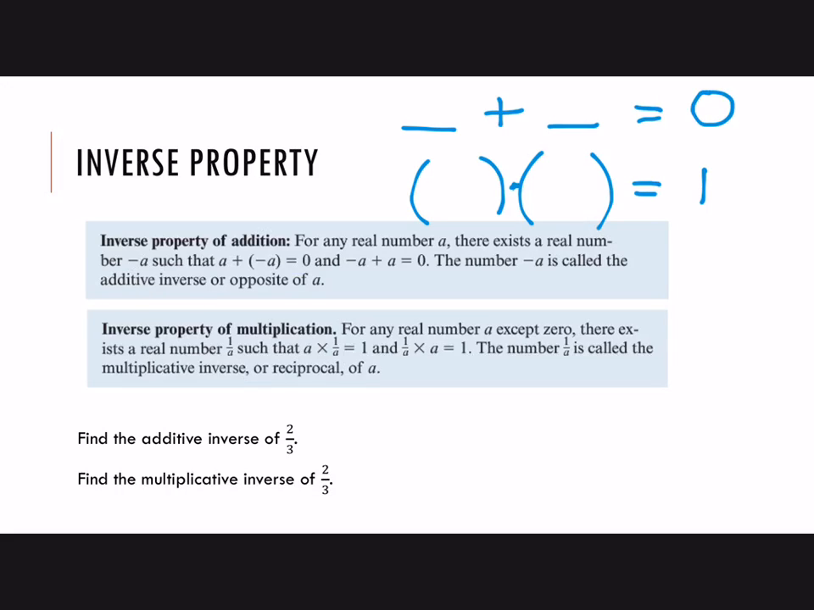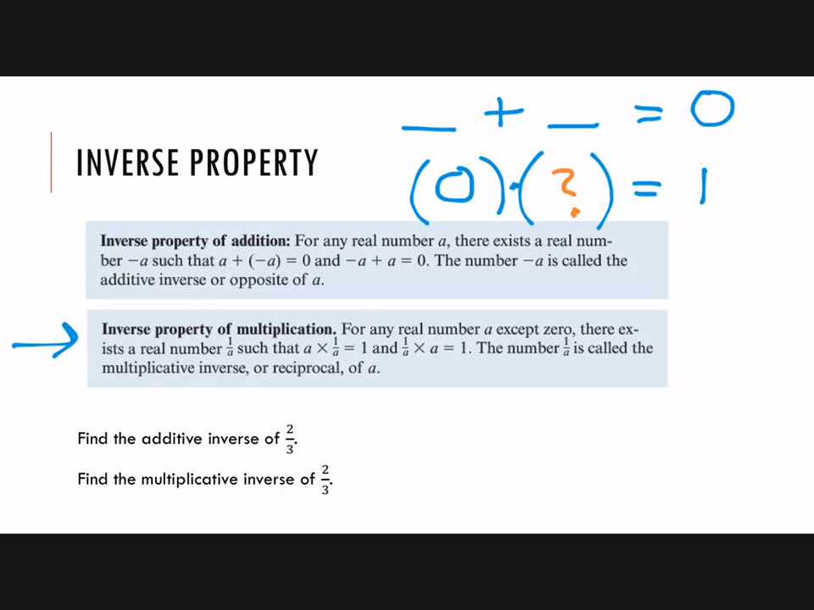Now the one exception is the number 0. 0 does not have a multiplicative inverse. In other words, if I put 0 here, there's no real number that I can put here so that I will get an answer of 1.